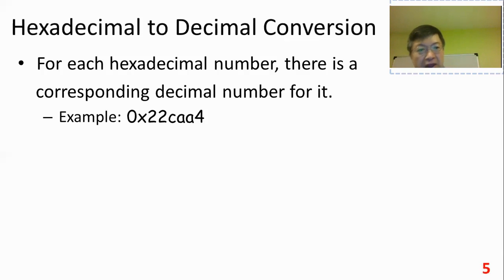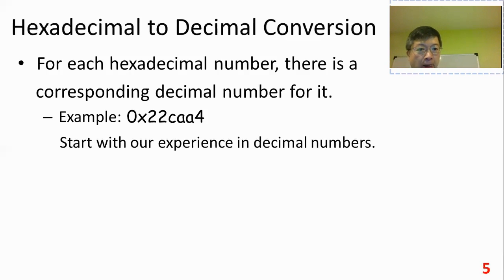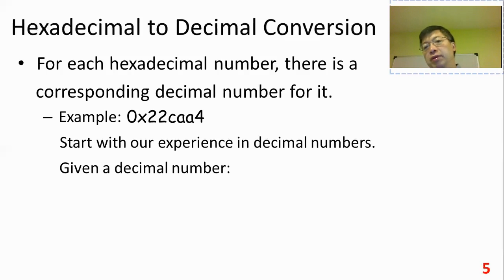In order to calculate its decimal number equivalent, we want to understand a little more starting from a decimal number. Start with our experience in decimal numbers. We are very familiar with decimal numbers, so we start from there. Given a decimal number, here I use a simple number, 75841. So when I use this number, we can write this number in this way.